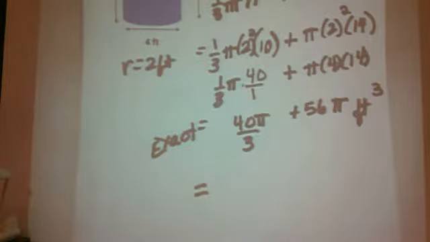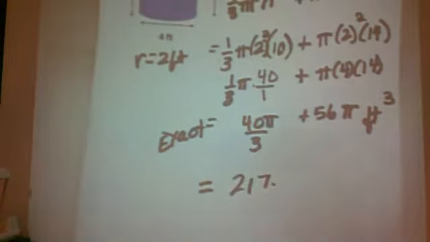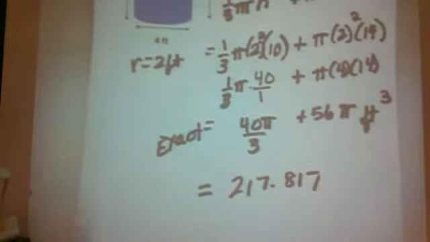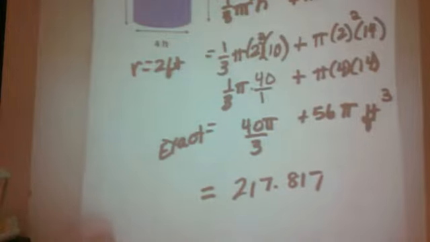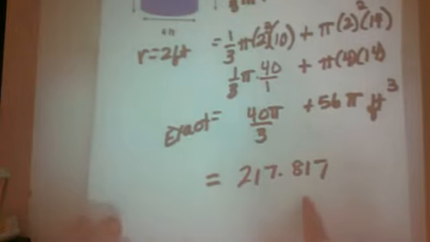All right, so we've got 40 pi divided by 3 plus 56 times pi. And we get 217.817. Now, usually they tell you where to round these. A lot of them say to the tenths place. So the 8 would be in the tenths place, the 1 would be in the hundredths place.